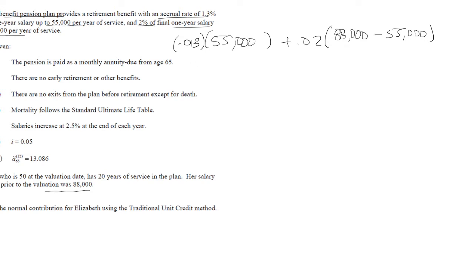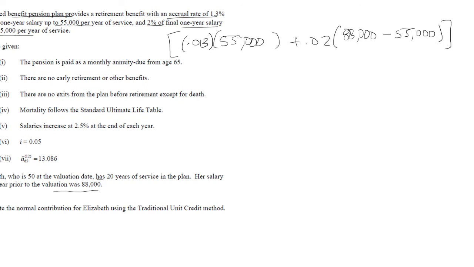And we want to multiply that by the number of years of service, which we're given Elizabeth has 20 years of service in her plan. Now we want to discount this back to age 50 from 65, and then we want to multiply by the probability of surviving 15 years at age 50.